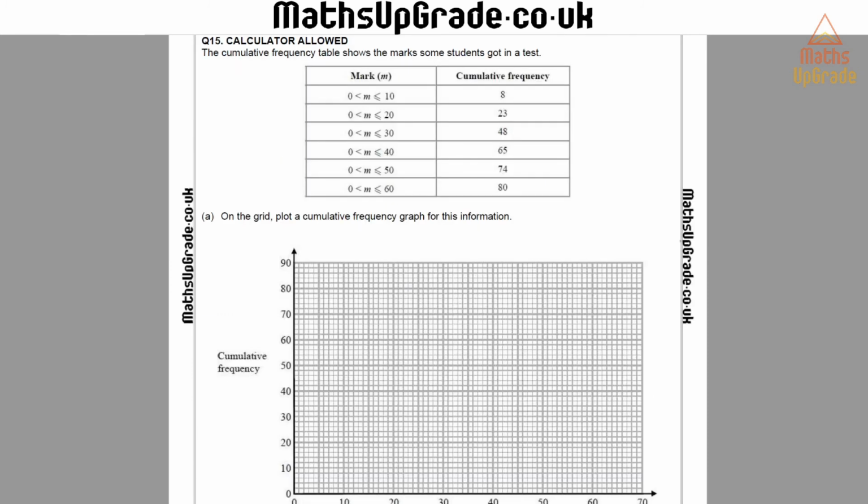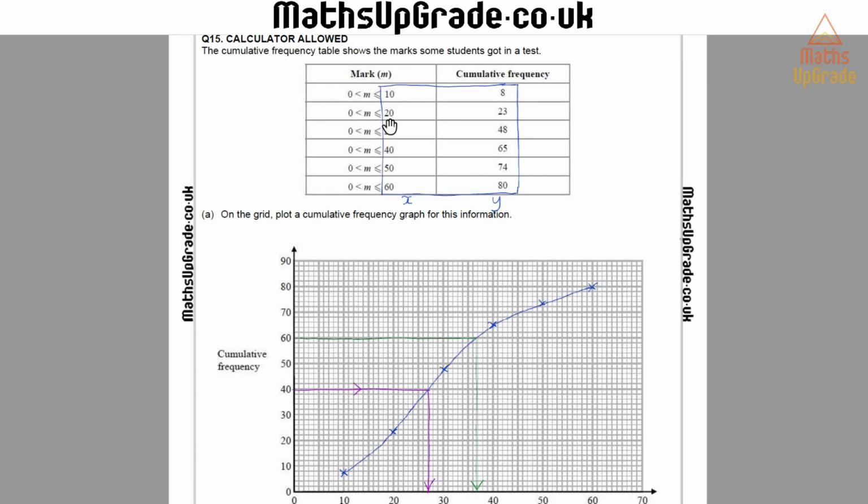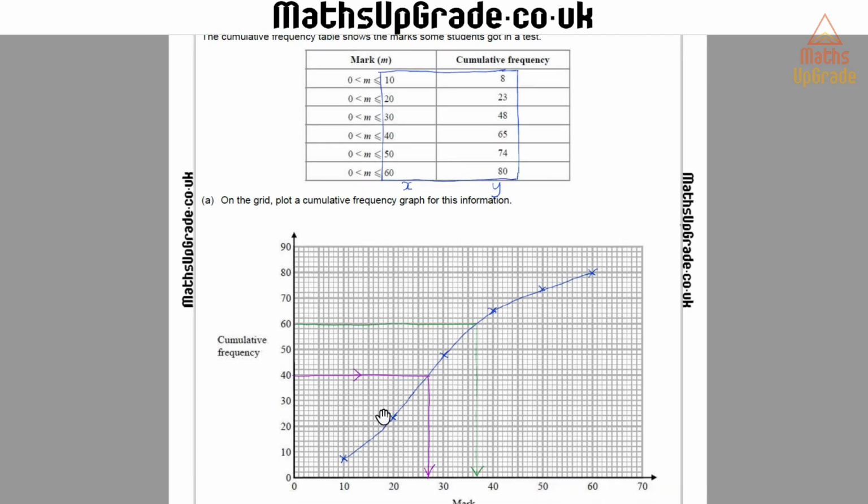In question 15, I'm given a cumulative frequency table that shows the marks some students got in a test. I need to first of all plot a cumulative frequency graph for that information. So that's given by plotting each cumulative frequency against the upper limit for each group. So 8 will be plotted against 10, 23 against 20, and so on and so forth. So that would give you this curve here.